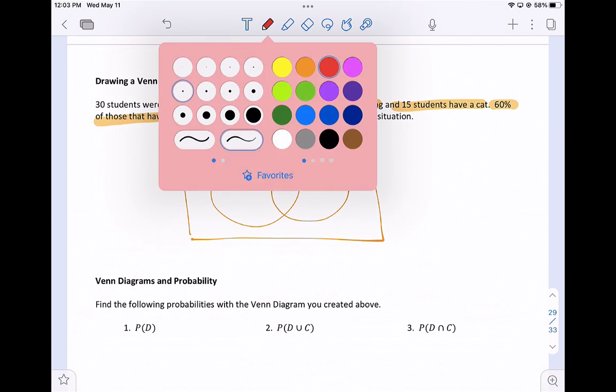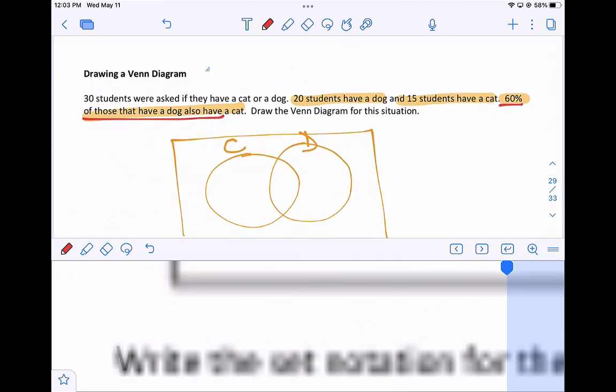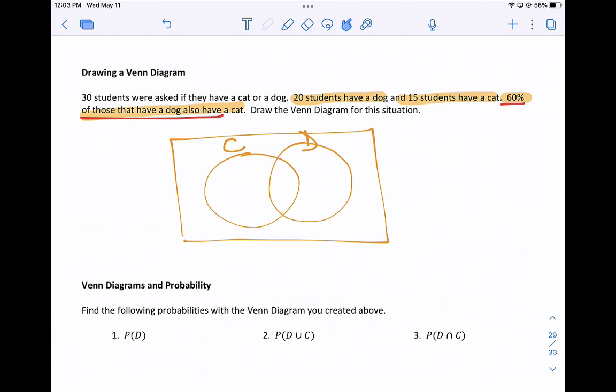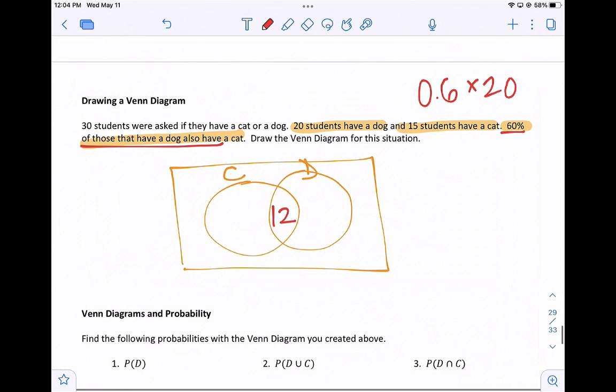So to do that, it says 60% of those that have a dog also have a cat. So we want 60%, which is 0.6, of those that have a dog. So times 20, and that will give us the middle number. So 0.6 times 20. There are 12 kids that have both a cat and a dog. Now we can go from there. So you always want to start in the middle.